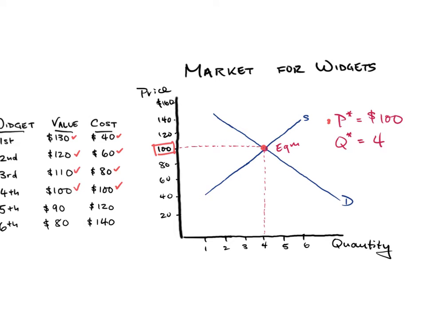Okay, now remember the stars stand for equilibrium in this market. Okay. So here we have the outcome of the competitive market.